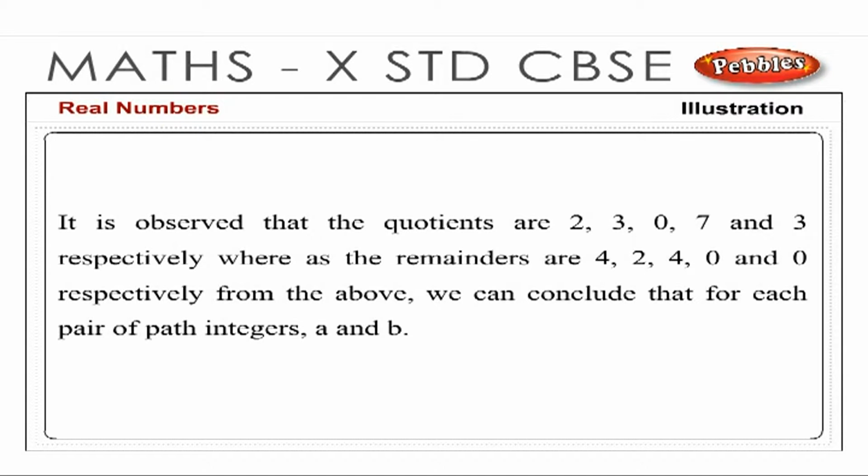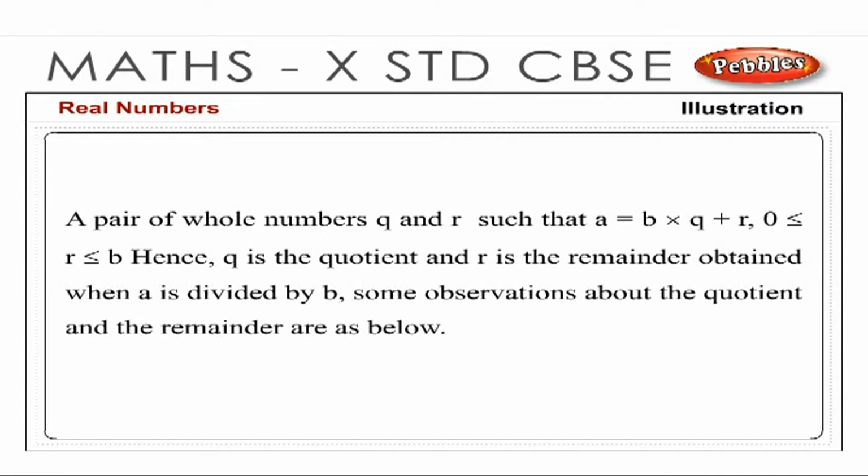From the above, we can conclude that for each pair of positive integers a and b, there is a pair of whole numbers q and r, such that a is equal to b into q plus r, 0 less than or equal to r, less than b. Hence, q is the quotient and r is the remainder obtained when a is divided by b. Some observations about the quotient and the remainder are as below.